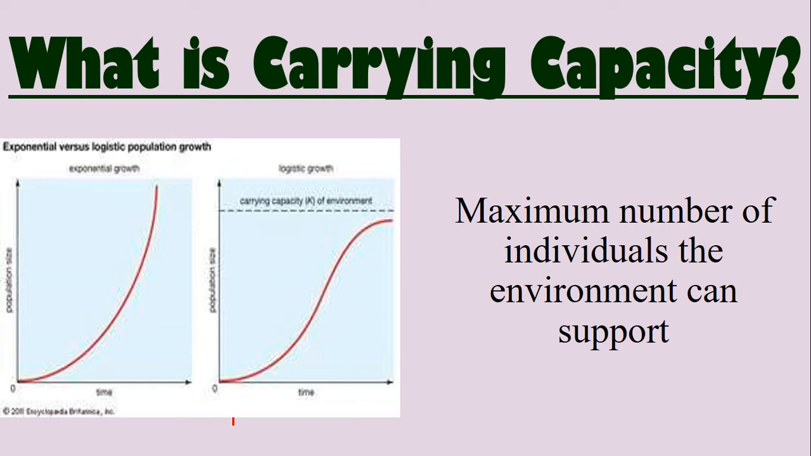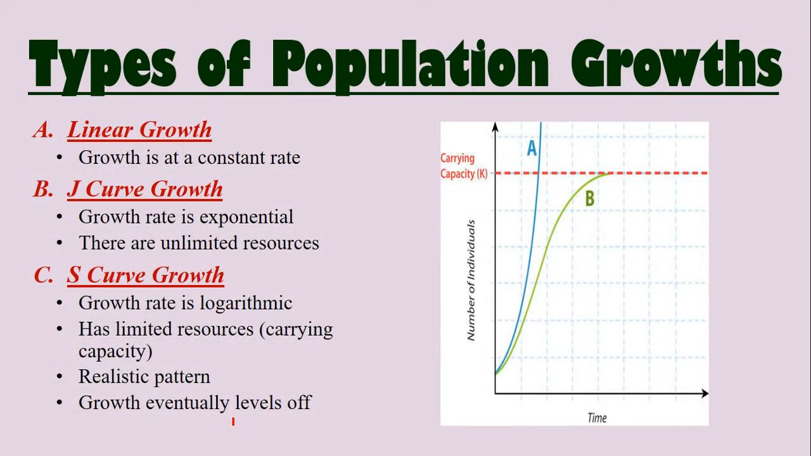The max number, right? So when we talk about population growth, we have three main types of growth. You have linear growth. I know I say it weird. Linear means line. It's just how I say it. Is the growth at a constant rate. It would kind of look like that, like I just drew.